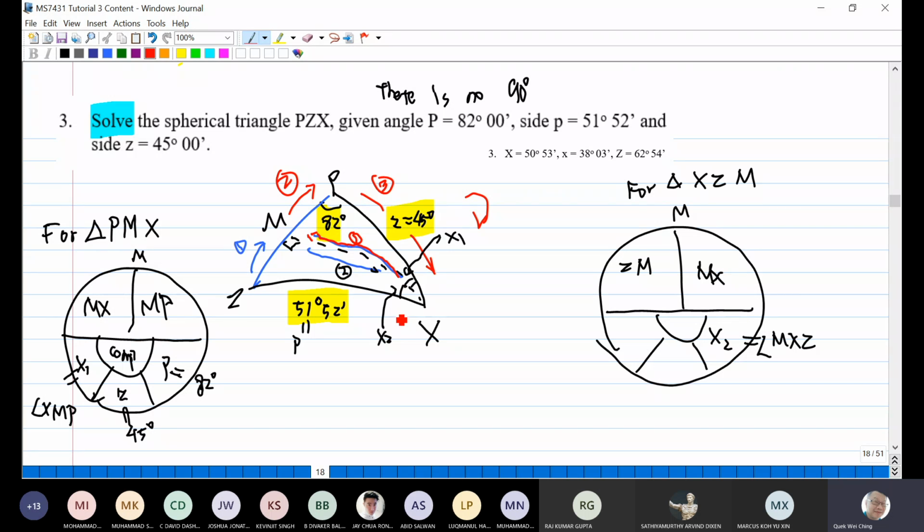Okay, so now this is the way. Now this actually accepts here. It's color here. So this is accept here, which is 51 degrees 52 minutes here, and then finally go to angle Z. So this is how you draw the Napier's view.